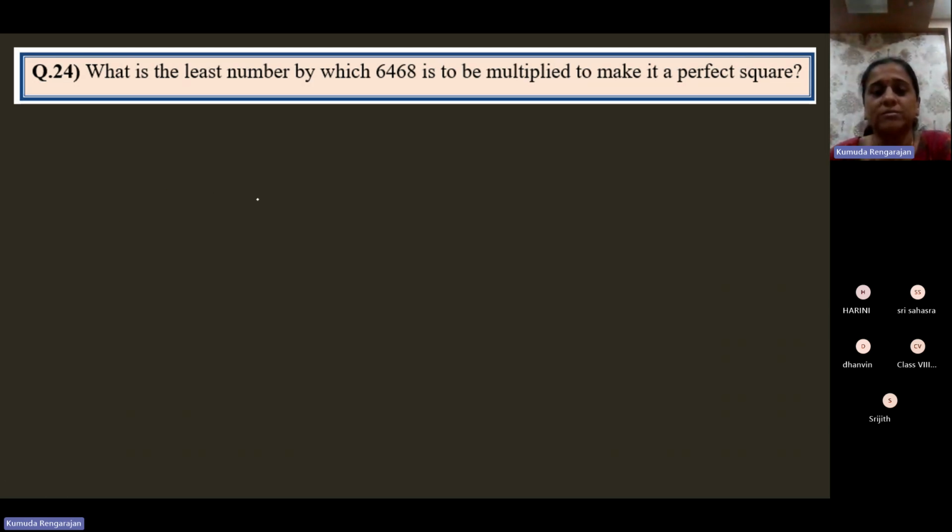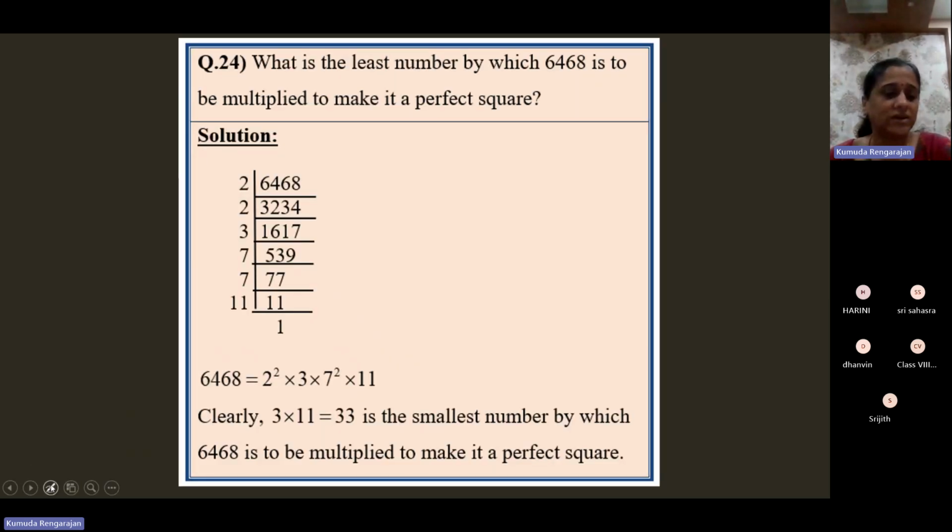So what is the procedure? How do you find the smallest number by which 6468 is to be multiplied to make it a perfect square? Find the prime factorization of the number 6468. So 6468 can be expressed as 2 squared into 3 into 7 squared into 11. You see that the factors 3 and 11 don't occur in pairs. So 3 into 11 is 33, and 33 is the smallest number that is to be multiplied to make 6468 a perfect square. Write down.